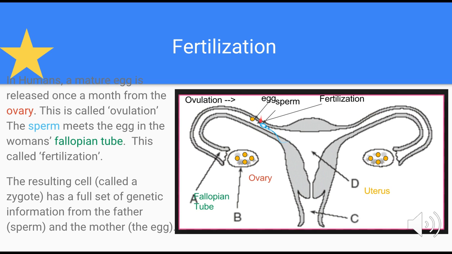And if it meets a sperm in the fallopian tube, it is fertilized. And the resulting cell is called a zygote. Now it has a full set of genetic information. That's 46 chromosomes, half from the dad, half from the mom.